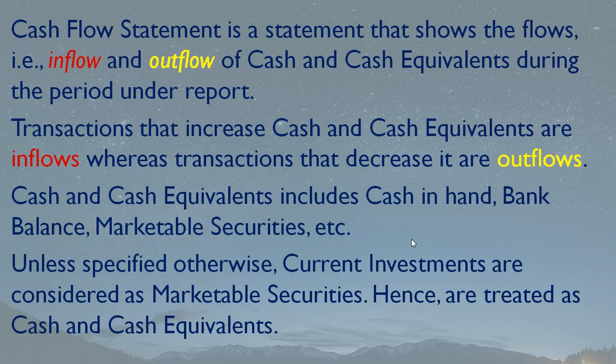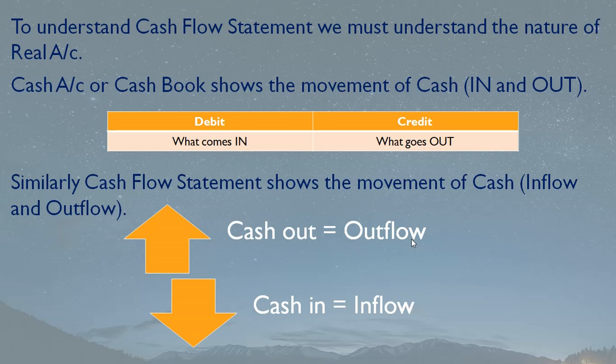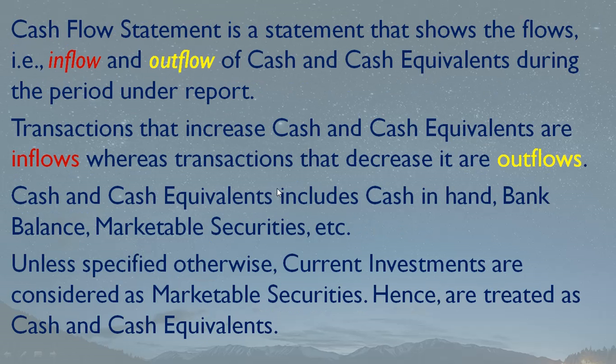As we can see here, the cash flow statement is a statement, it is not an account, whereas the cash account or cash book is itself an account, because debit and credit are used there. In the case of the cash flow statement we do not use the concept of debit and credit, but we stick to the concept of what comes in and what goes out. So the cash flow statement shows the movement of cash, that is, the inflow and outflow of cash and cash equivalents.